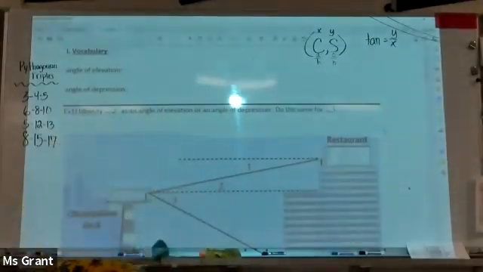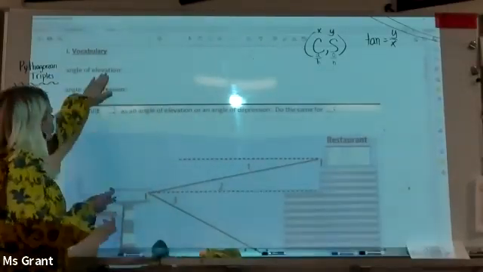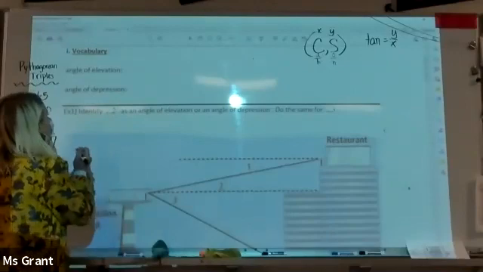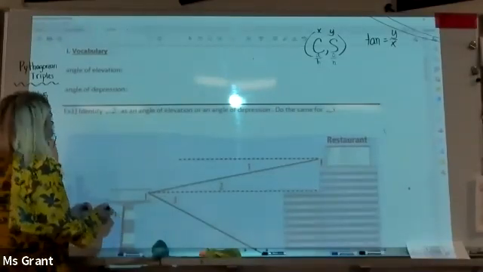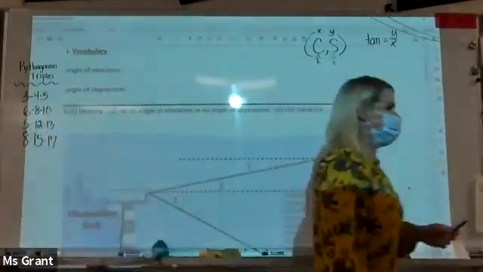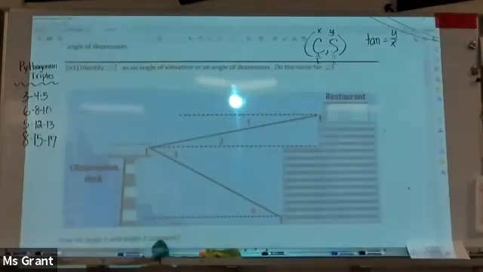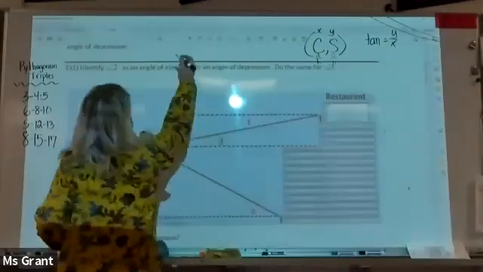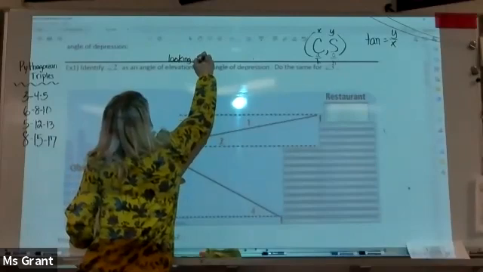First of all, let's do a little recap on vocab. An angle of elevation versus an angle of depression. An angle of elevation, I'll put the definition actually, because I need the picture to do the definition. Okay, there we go. So an angle of elevation is when you're looking upward.